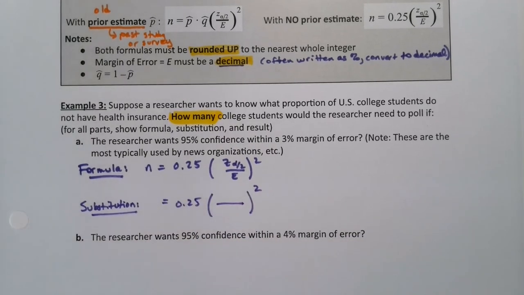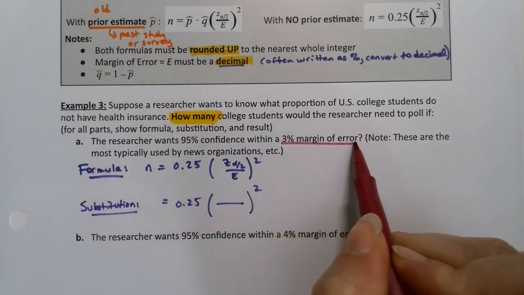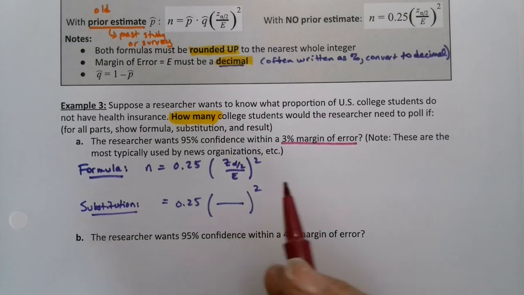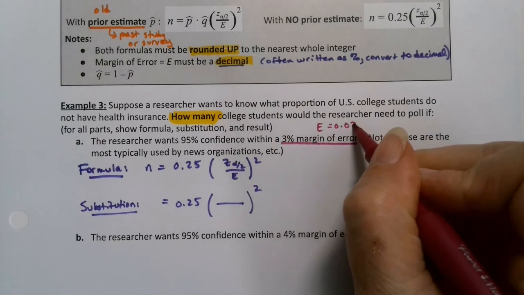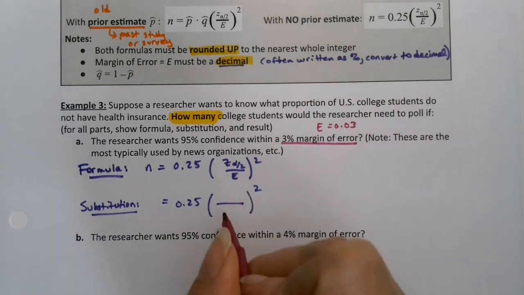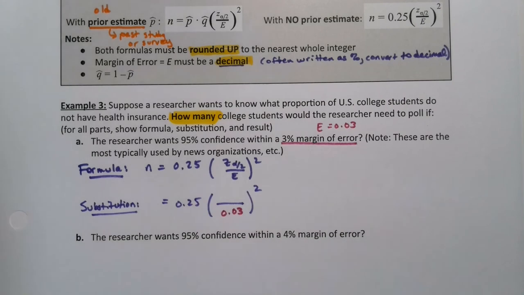Now the error. The error was 3%. See that? But you don't write 3 here. 3% means the error is 0.03. You convert it to a decimal and put that down here.